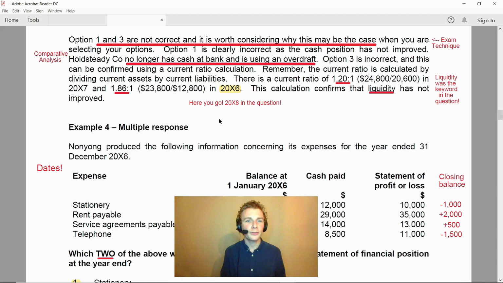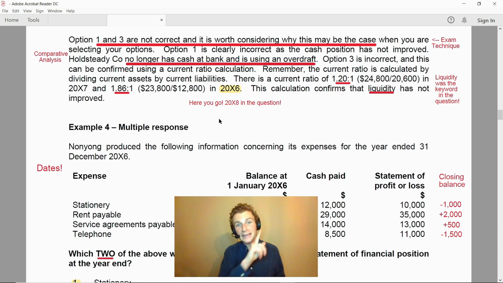So options 1 and 3 are not correct, but even the external examiner is trying to get across to students of the FA paper, it is worth considering why this may be the case, why they can't possibly be true, okay? Because you're saying, well, these are the ones that are right and these are the ones that are wrong. So that's really key exam technique.